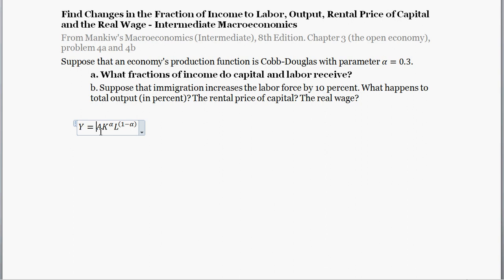So the cool thing about a Cobb-Douglas production function, when you have constant returns to scale, when these two exponents here sum to 1, so alpha plus 1 minus alpha sums to 1. When that happens, I know that capital share of income is going to be alpha. So I know the capital share of income is going to be 0.3, and then I also know that the labor share of income is going to be equal to its exponent. 1 minus alpha is 1 minus 0.3, so I know it's going to end up being 0.7 just by looking at this.